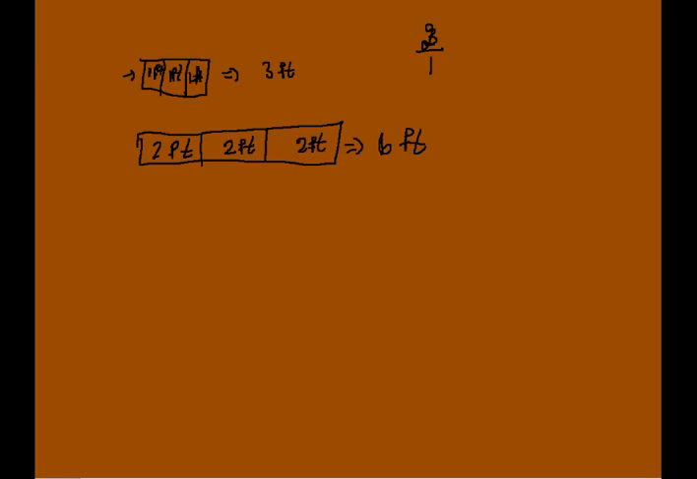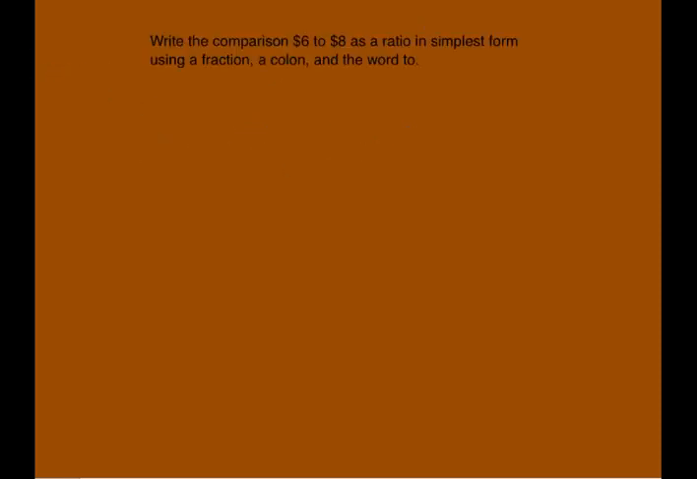So let's look at another example here. Let's say that they ask you to write the comparison $6 to $8 as a ratio in simplest form using a fraction, a colon, and the word to. Well, first of all, the reason why they said ratio is because we have the same unit here. So they're talking about dollars here. And they're talking about dollars.